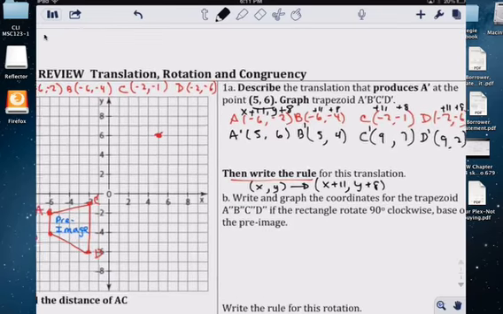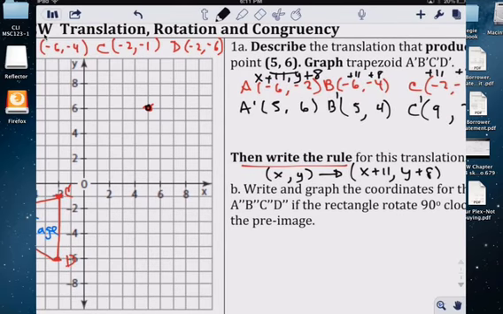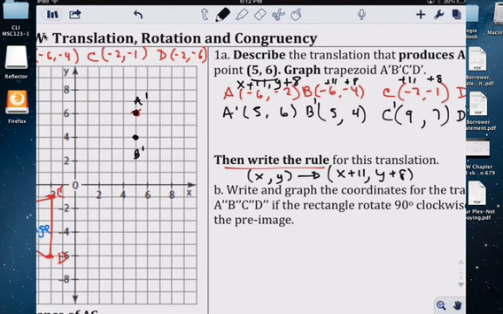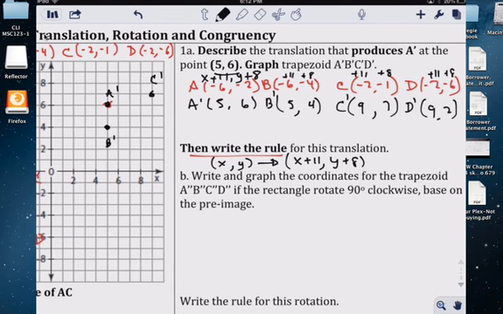Okay, so this is your A prime. B prime is at (5, 4) right here. C prime is at (9, 7). And D prime is at (9, 2). Okay. There we go. Right there.